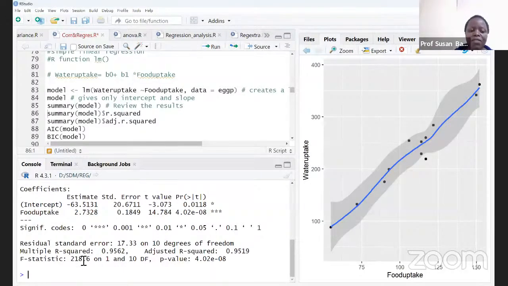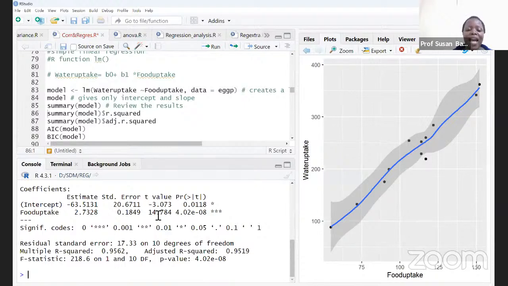Now, let's look at food uptake under coefficients, ladies and gentlemen. Look at coefficients. When you go along food uptake, you get a t-value, and that t-value is 14.78. So that means that you've gotten the t-value. The square root of 218.6 is the t-value. And you can see that the p-values actually are similar.